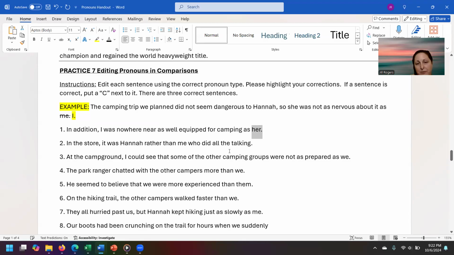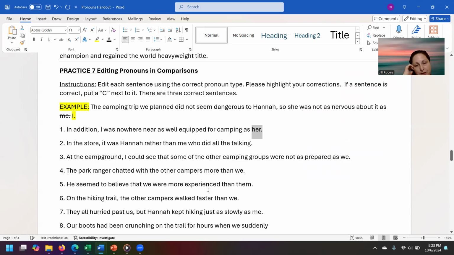In the store, it was Hannah rather than me who did all the talking. Okay. So there's our pronoun. Does it make sense? Hannah did the talking, right? So what are we implying here? At the campground, I could see that some of the other campers were not as prepared as we. What are we comparing here? The park ranger chatted with the other campers more than we. What are we comparing here? What's the subject? What's the object? Or who are the objects?